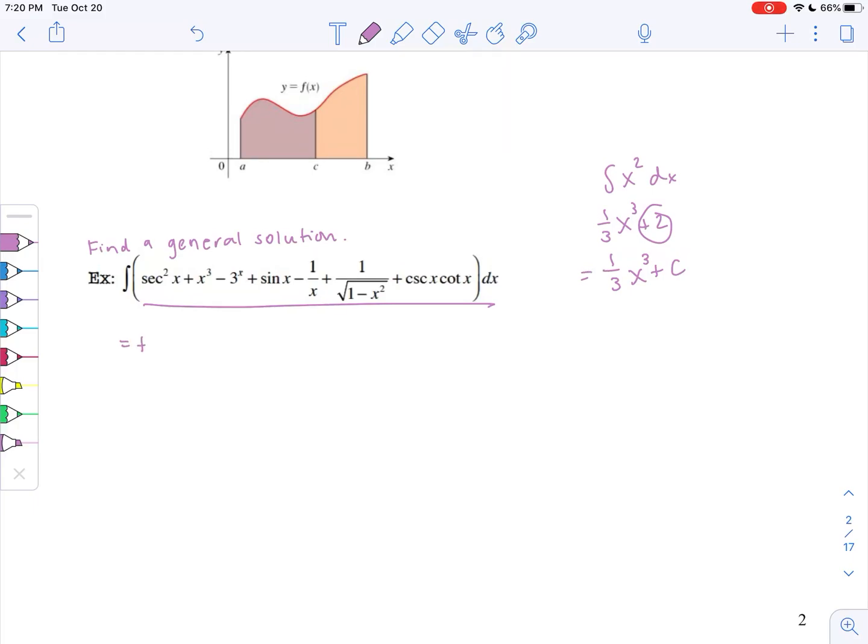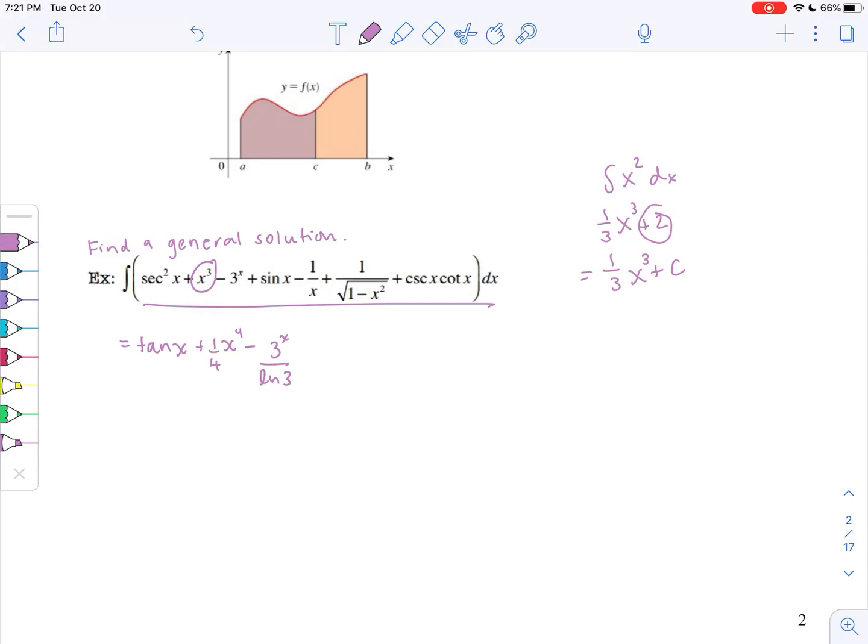So the antiderivative of secant squared is tangent of x. The antiderivative of x cubed is x to the fourth, increment by 1, and then times by the reciprocal, 1/4 x to the fourth. Minus 3 to the x, we know it's going to be minus. The derivative, so go backwards, the derivative of 3 to the x, an exponential function, is itself. So its antiderivative is itself, but when we're taking the derivative, we times by ln of 3. So when we take the antiderivative, we do the opposite and divide by ln of 3.